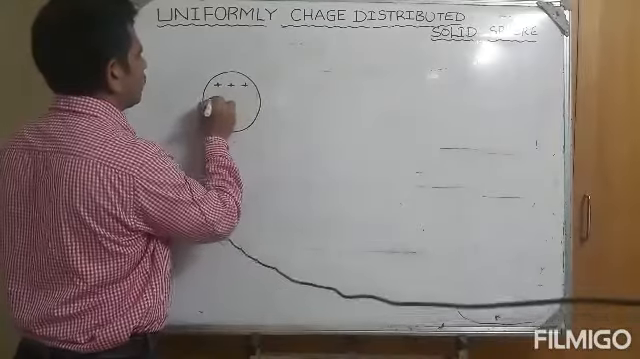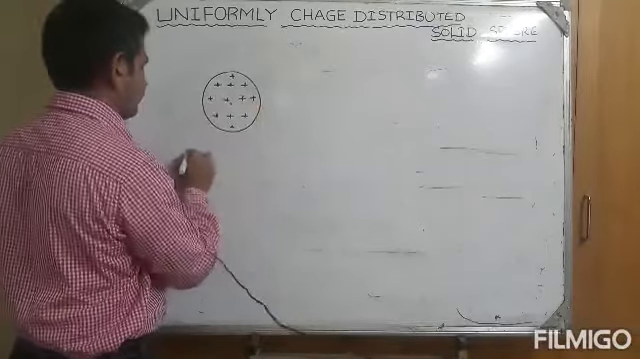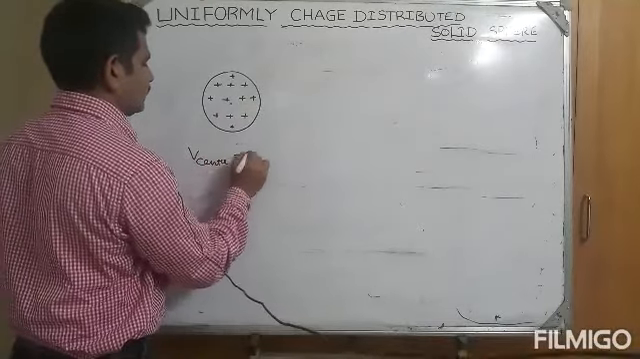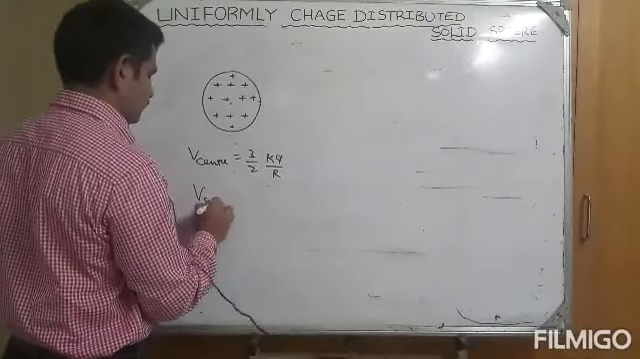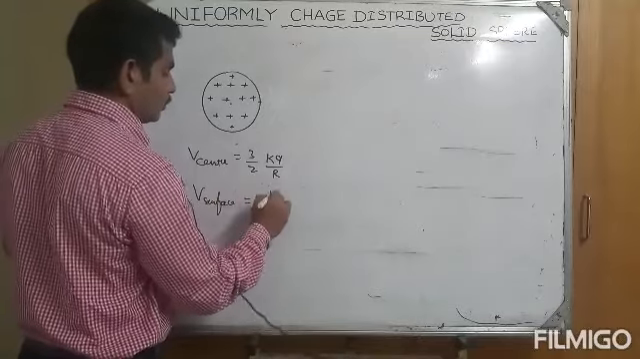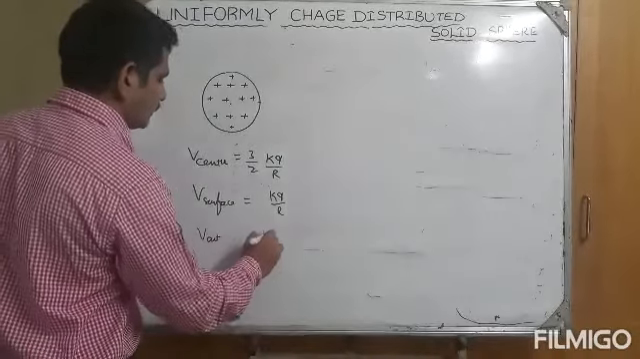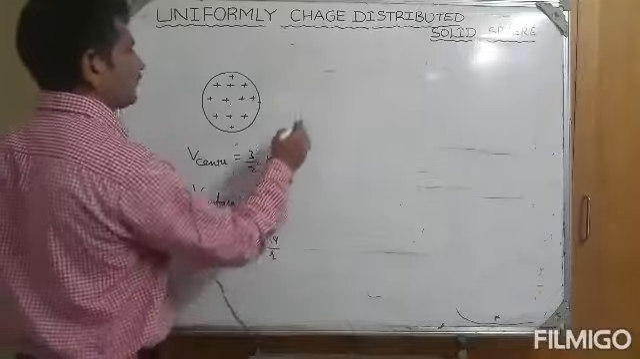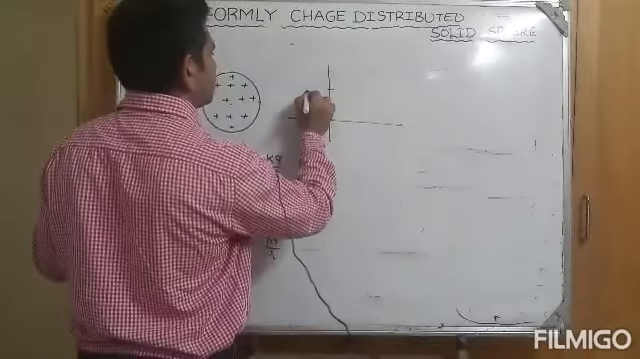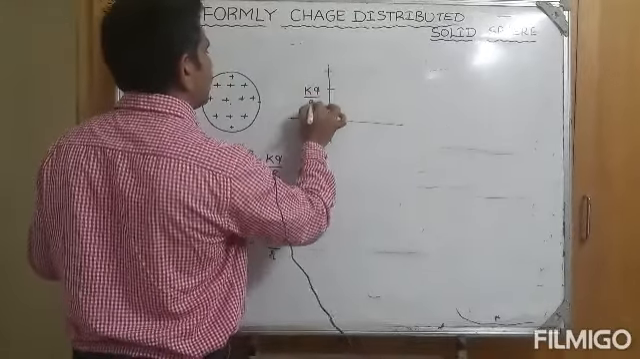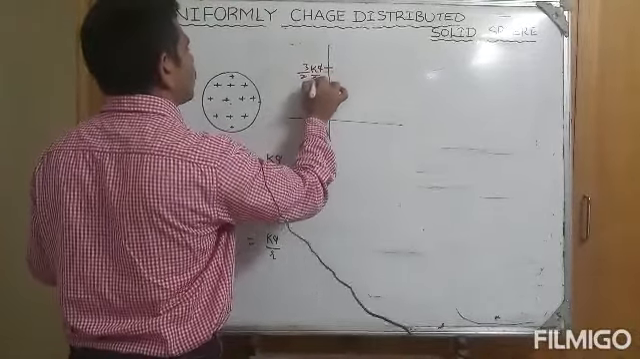Sphere inside point, what have we taken? At center, V at center, 3 by 2 kq by r. On the surface, what? Kq by r. Which is greater? At center it is greater. After that, V outside, what? Kq by r. So at center it is 1.5 times. On the surface it is kq by r, at the center it will be 3 by 2 kq by r, almost 1.5 times.